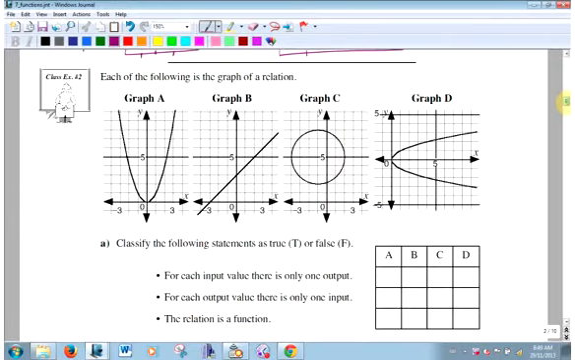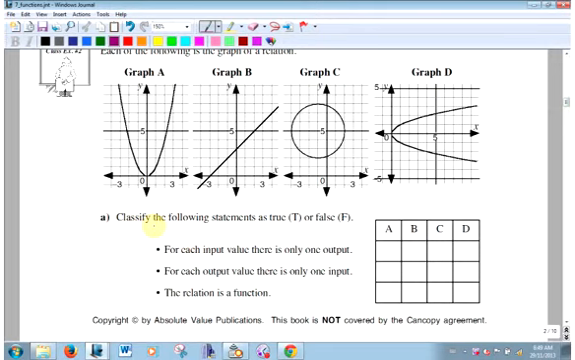As a graph, classify the following statements as true or false. For each input value, there's only one output. That's the only one I'm going to do here, okay? That's our definition of a function again. For this graph, well, you just look at your x's and see if you got more than one value of y. Let's go over to this value of x. I don't know what that is, minus 3.5. My value of y is probably going to be about there. That's okay. That value of x, I have a value of y.